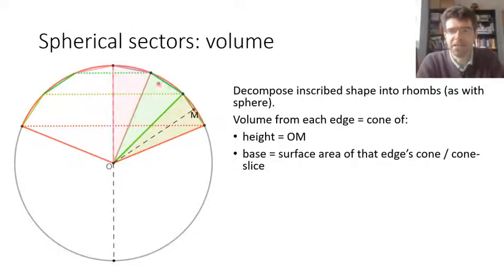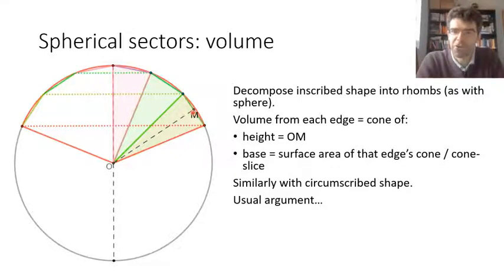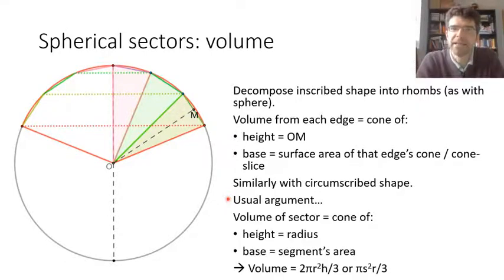And the bases at each level work out to be the same as the surface area of the cone slice produced by the edge in each horizontal level of the diagram. So again, pause the video and just check that you can take these arguments that we've used, apply them to this case, and show that the overall volume of a spherical sector is that of a cone whose base is the outer surface of the sector and whose height is the radius.